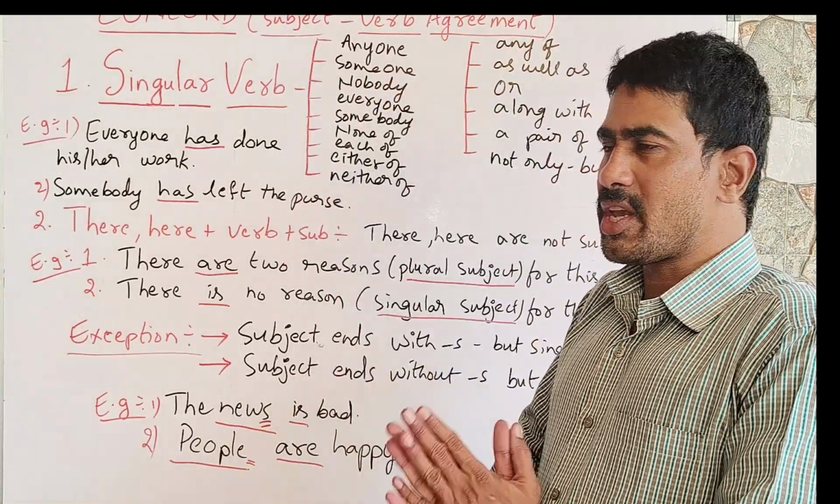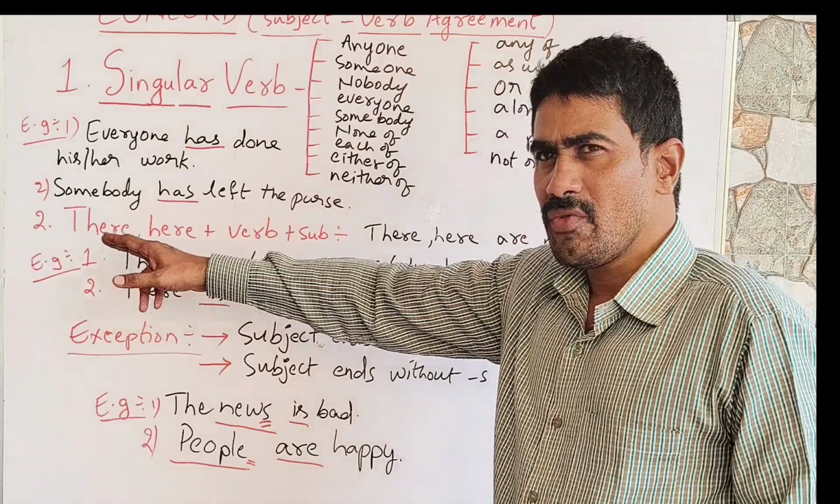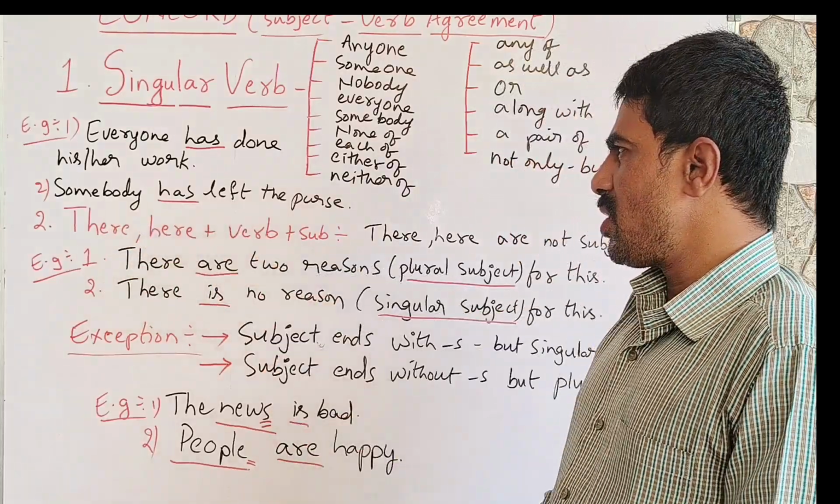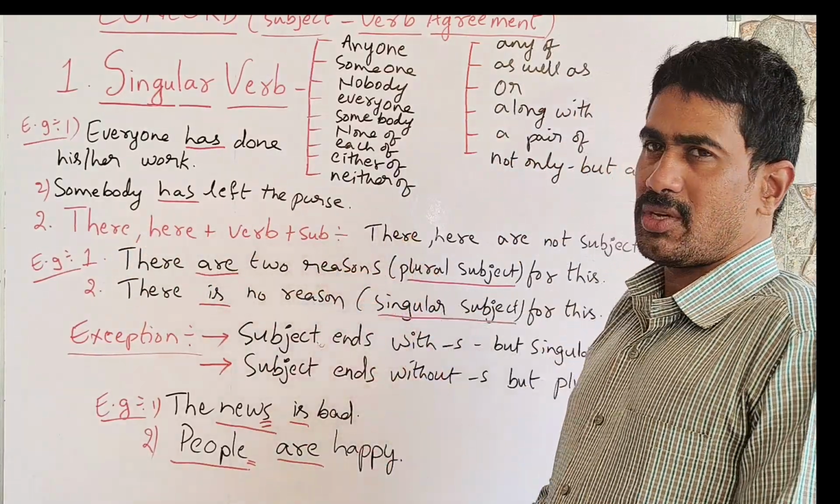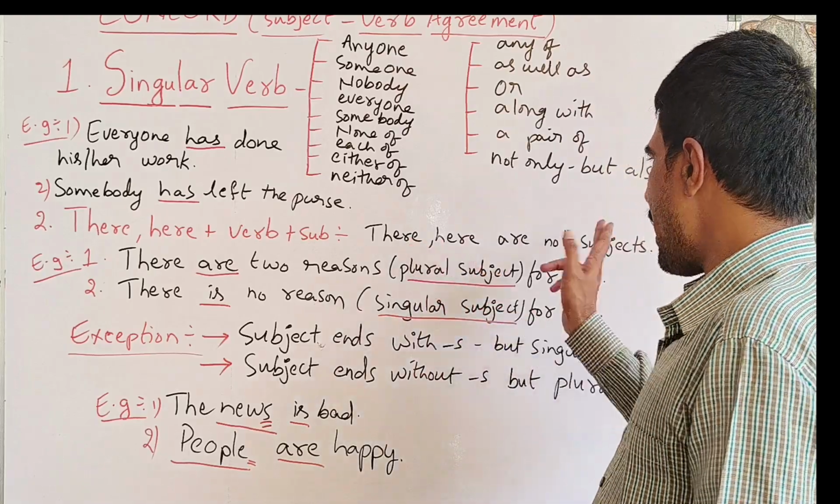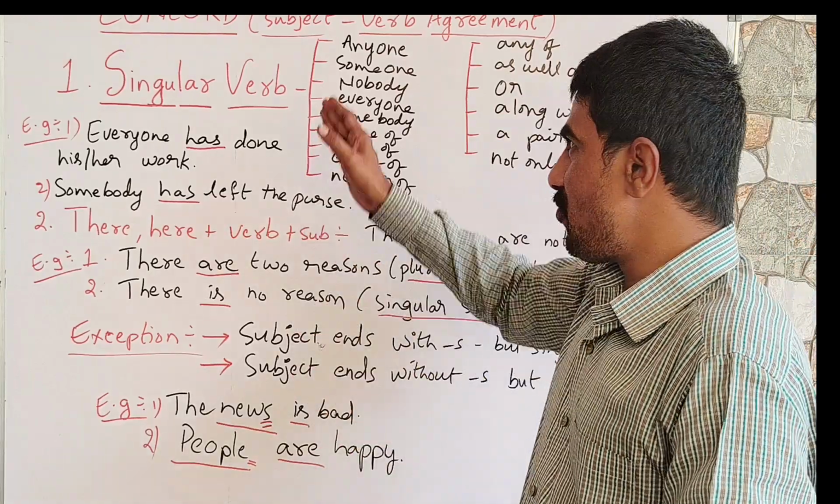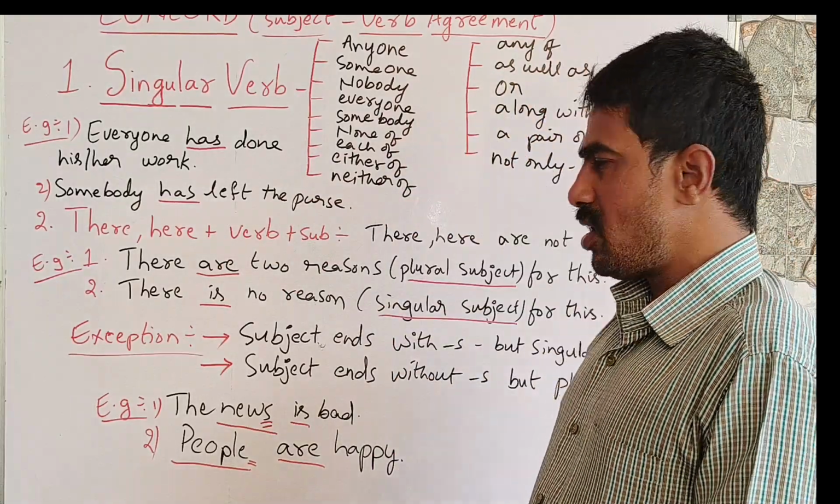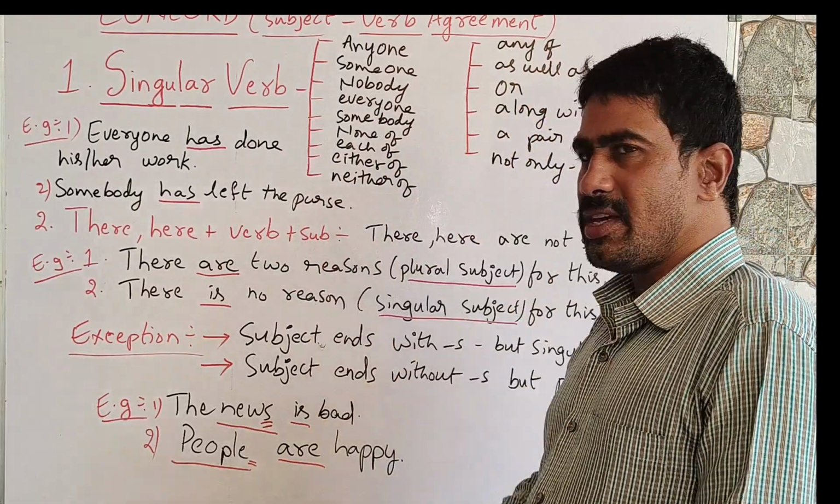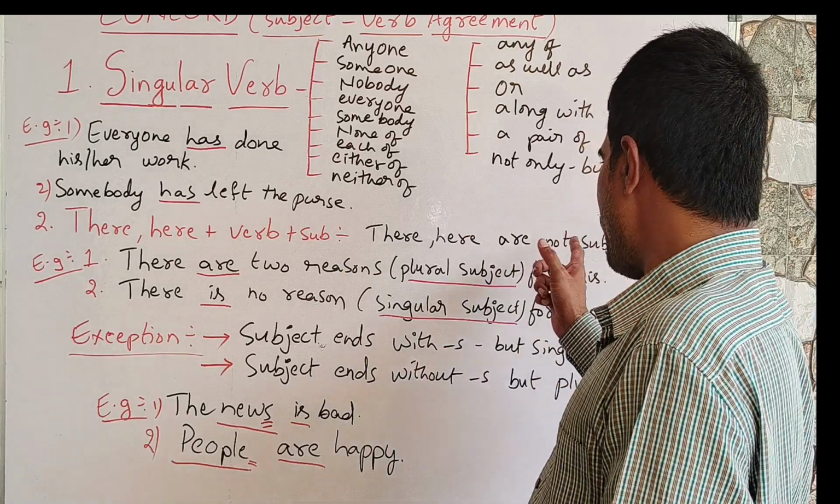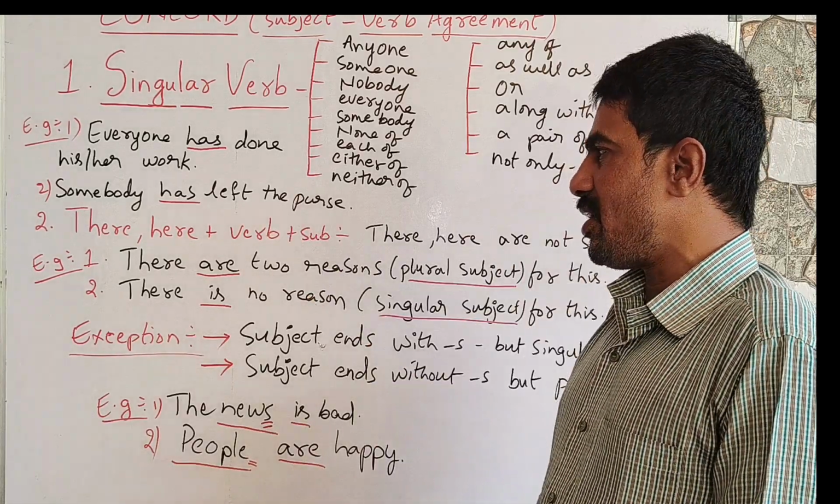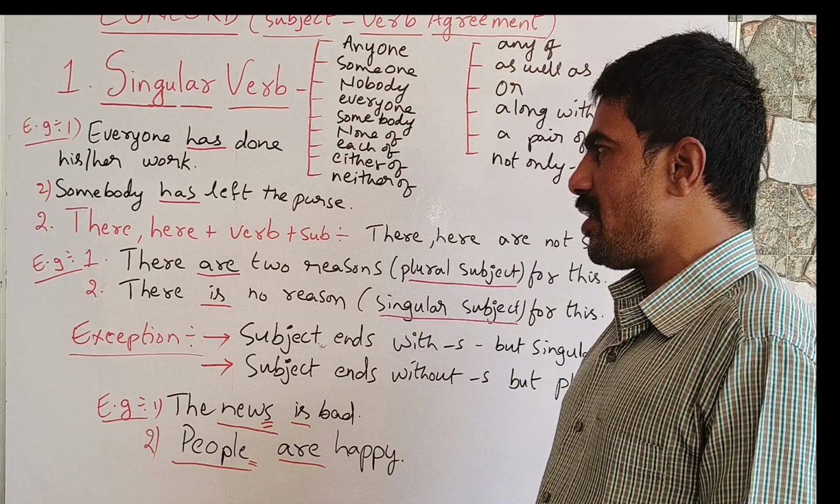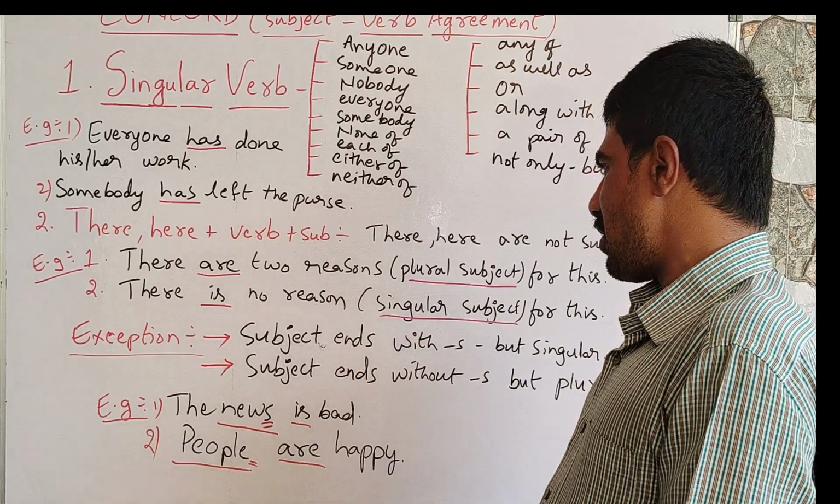And friends, the second rule is when you get the words there and here, we use verb and then the subject. So here, there and here are not subjects. If you look at the first rule, all these are used as subjects, whereas here, there and here are not subjects; we just use there and here.